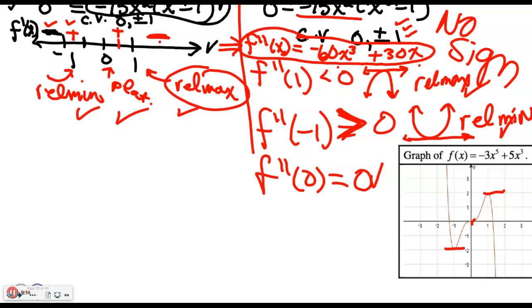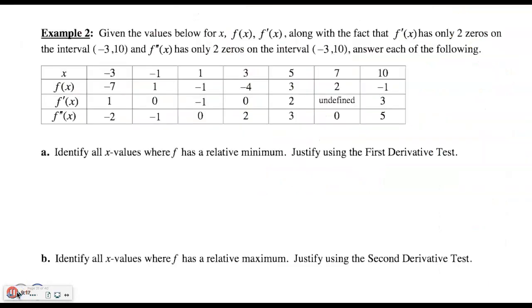All right, so let's go to the next page. We're going to practice reading a table. And we're going to do a full FRQ reading a table.